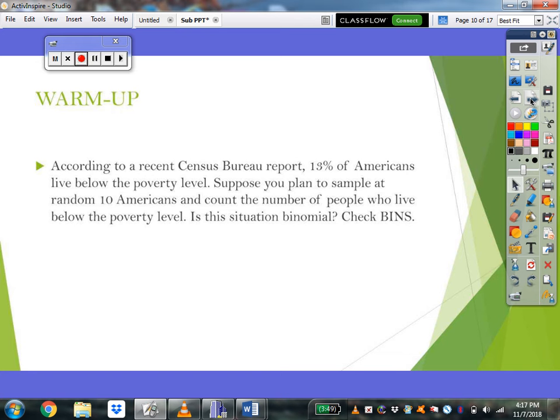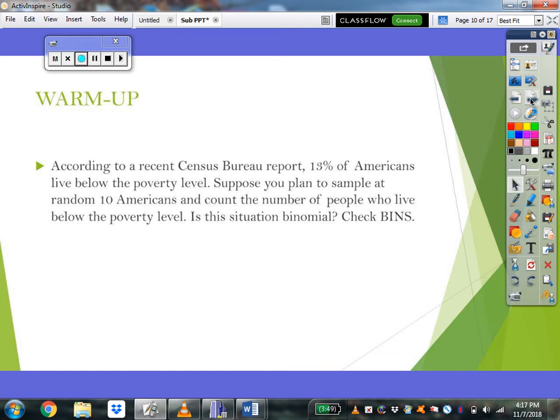Alright, great. So, here we go. First off is B, so binary. You're either above the poverty level, or you're below the poverty level. Then for the next one, independence. Well, each American is independent from somebody else. We're all different. Then N, the set number of trials.